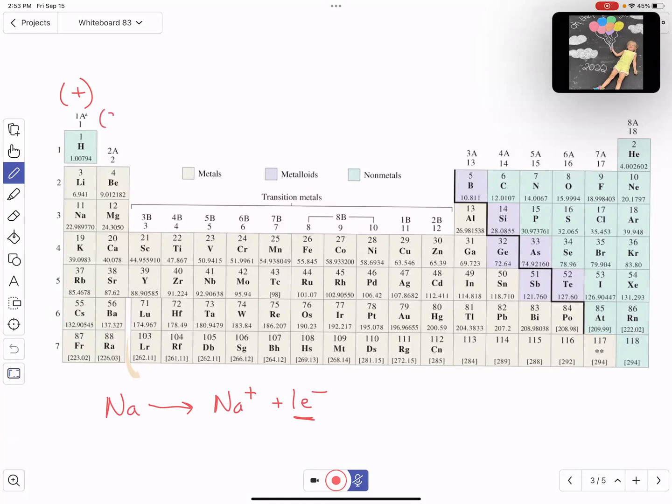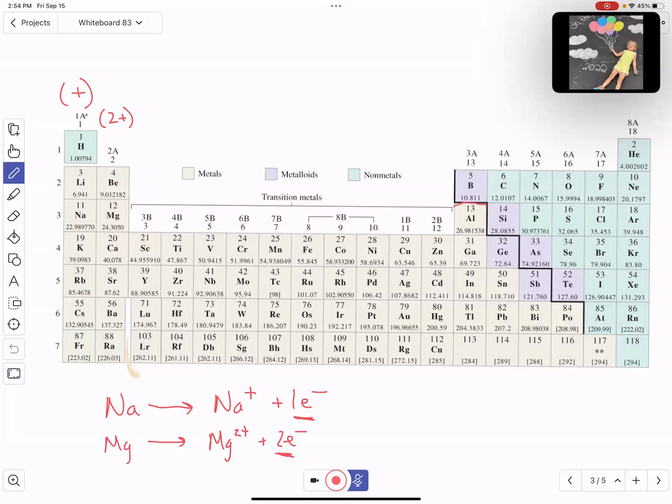Group two, everything in group two, they've got two valence electrons. So beryllium, magnesium, calcium, strontium, and barium, they are going to react to form a 2+ ion. So anytime we see them as an ion in solution, magnesium, for example, solid magnesium would react to form magnesium 2+ because it loses two electrons. In general, our metals are our cations. They're going to be the ones that lose electrons.